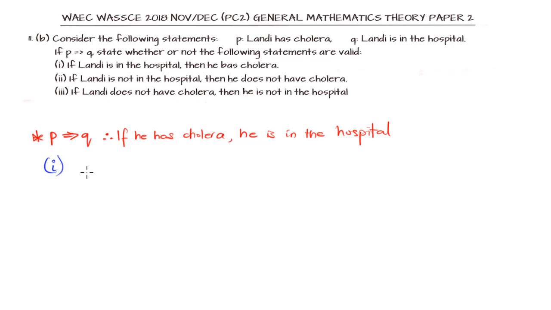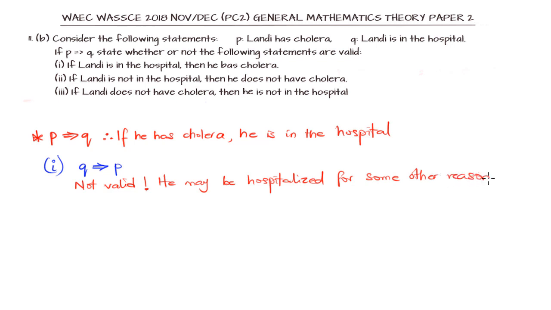In the first case, they say that if Landy is in the hospital, then he has cholera. Now, in this question, they are reverting. They are saying that Q will lead to P. But is Q going to lead to P? No, that's not valid. Landy may be in the hospital, but that does not necessarily mean that he has cholera. He may be in the hospital for some other sickness, maybe he has malaria, maybe some headache, maybe he sprained his ankle, but not because he has cholera. So the fact that he's in the hospital does not mean that he has cholera. So Q does not lead to P. He may be hospitalized for some other reason.